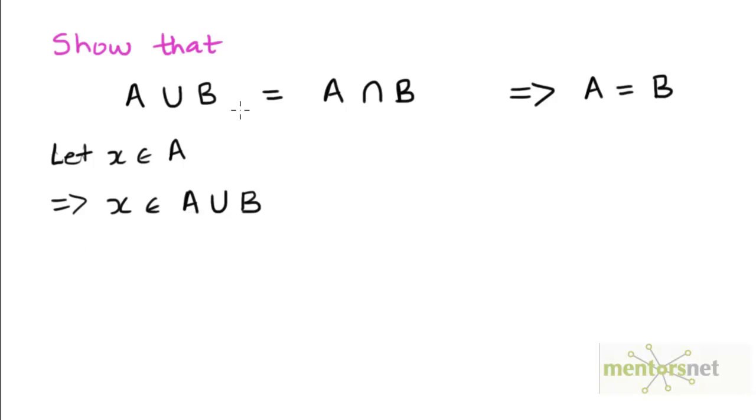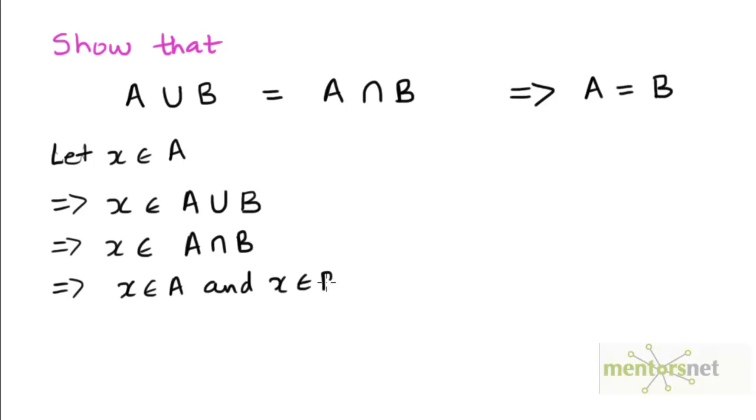Now since A union B is given to be equal to A intersection B, it follows from this equality that X also belongs to A intersection B. Now if X belongs to A intersection B, it follows that X belongs to A and X belongs to B. So it follows from this that X belongs to B. So an arbitrary element drawn from the set A belongs to B. So one part of the proof is over. We've shown that the set A is a subset of the set B.